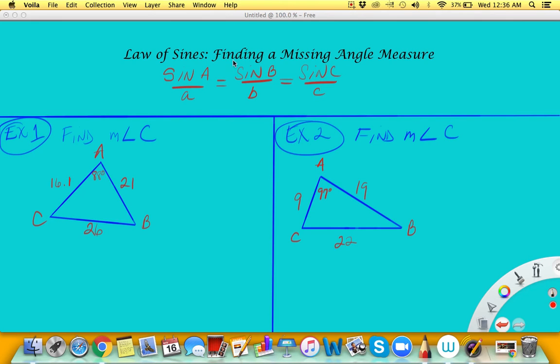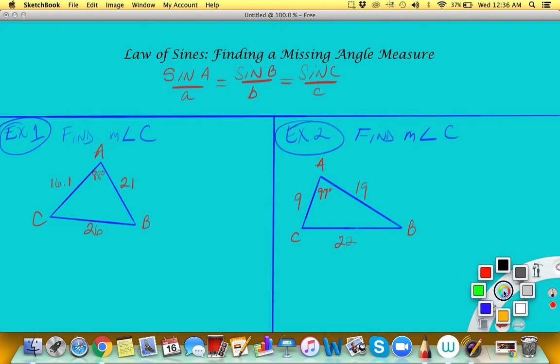Today we're going to continue talking about using the law of sines, except in this example, we're going to find a missing angle measure. In the previous three examples, we were finding a missing side length, but this time we're going to find a missing angle. So if we look at example 1, it says find the measure of angle C. This little m represents measure. So measure of angle C, and we're still going to use the law of sines.